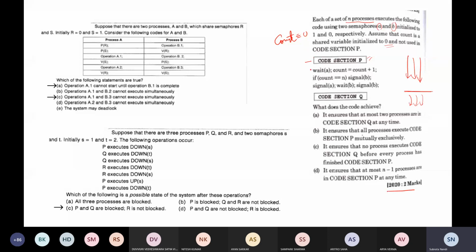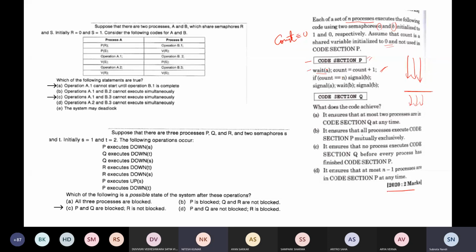And then it is wait A. Will it get stuck here? A is 1, so the first process will skip this wait. It will not have to wait here, because the semaphore was up. It will put it down, come here, and increment count to count plus 1. So after the first process, the count is 1. What is the next step for this process?